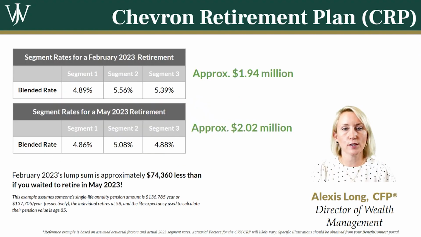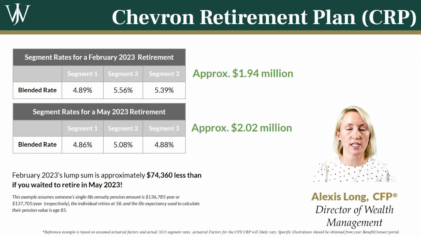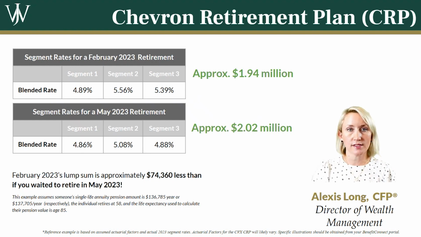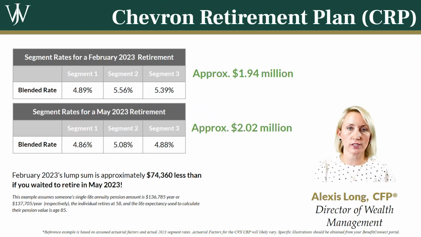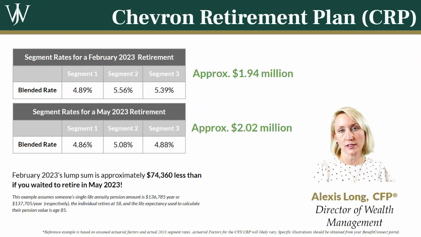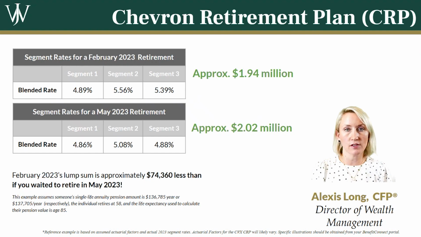So let's talk in a little bit more detail about how segment rates can affect a lump sum pension calculation. So first, Chevron does a 3-month look back to determine which segment rates they're going to use for the lump sum calculation to discount that annuity stream. I have two examples of calculations here on the screen. So let's assume you have a Chevron retiree that was considering retiring in February of this year, or is considering retiring in May of this year and immediately starting the pension.